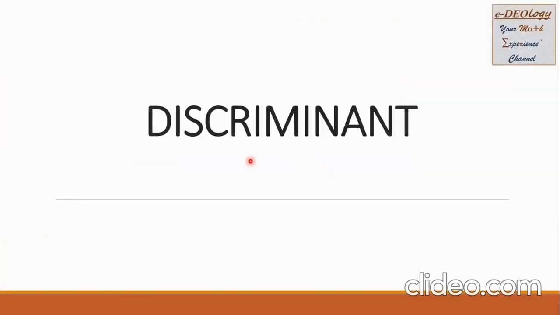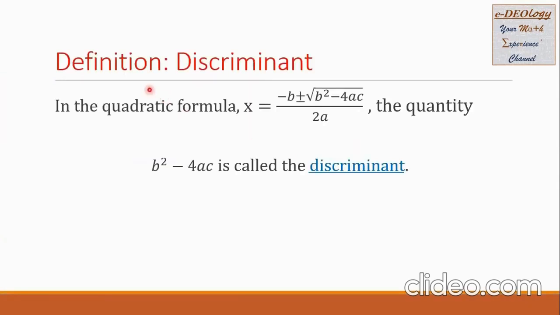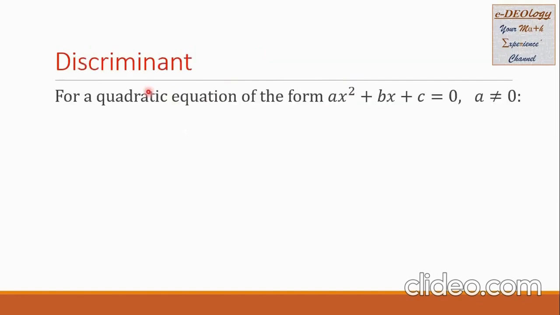Today we're going to study the discriminant. Let us define the discriminant. In the quadratic formula, the quantity b squared minus 4ac is the radicand of the radical in the quadratic formula. That is called the discriminant.